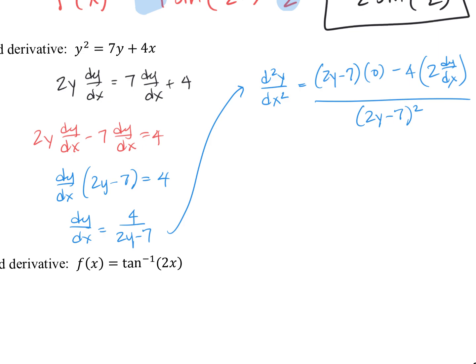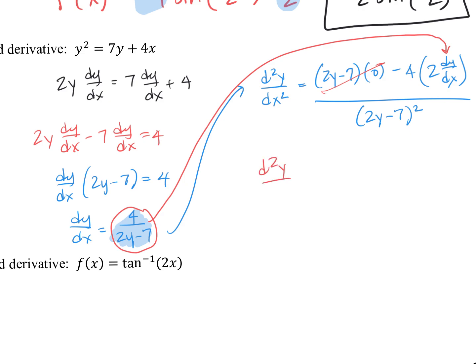Technically, wouldn't this just be a 0 over here, you guys? What do you think I could replace this dy dx with? Isn't dy dx the same as 4 over 2y minus 7? That's why I got dy dx by itself first. So my second derivative is, I'm going to get rid of that 0, negative 4 times 2 times 4 over 2y minus 7 all over 2y minus 7 squared. And let's just be done there.